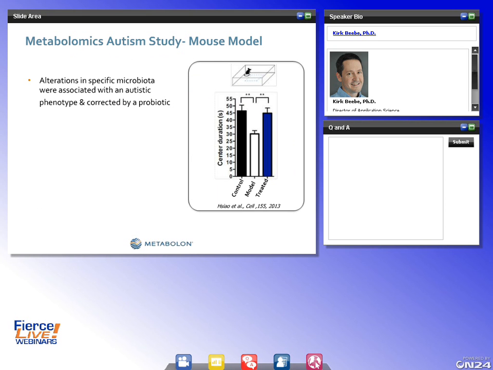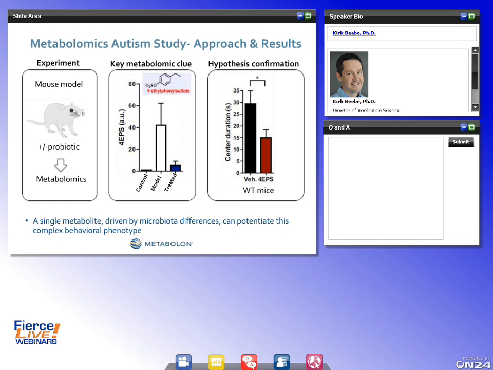So the question really was, well, what's the underlying mechanism, and might it actually involve the output of the microbiome in terms of metabolites? And just a quick summary of the key results here are that they used this mouse model, they treated with probiotic, and they screened by metabolomics.